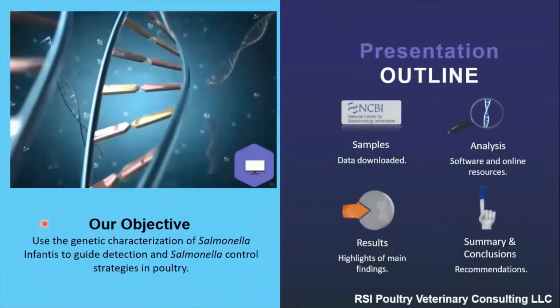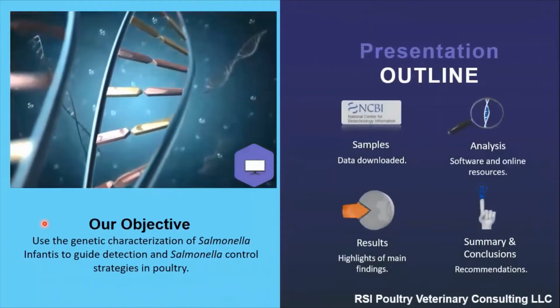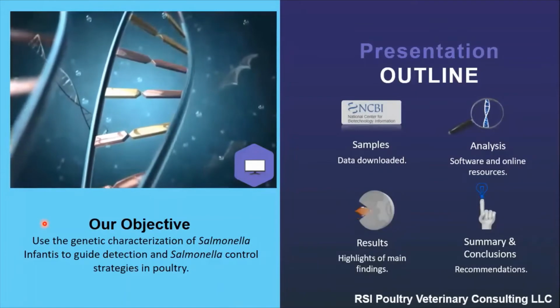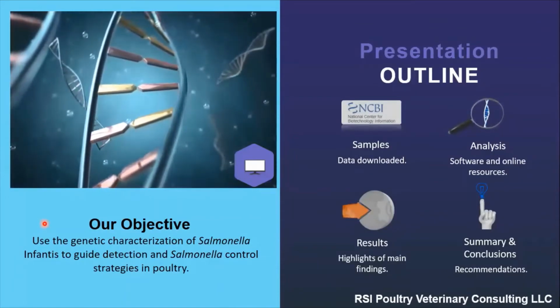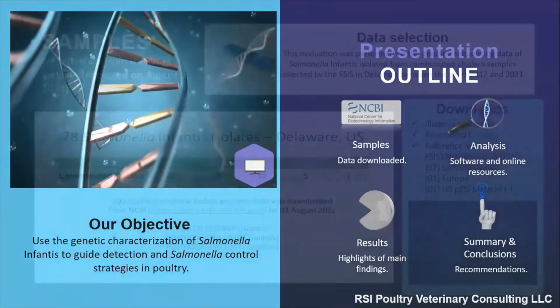The purpose of this study was to use the analysis of Salmonella Infantis whole genome sequencing data to support Salmonella control strategies in poultry. This video presentation has 4 sections that include the description of the samples, the tools and methods used in the analysis, the results, and the conclusions and recommendations.